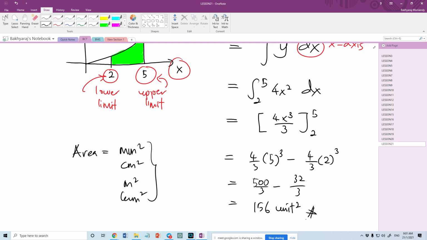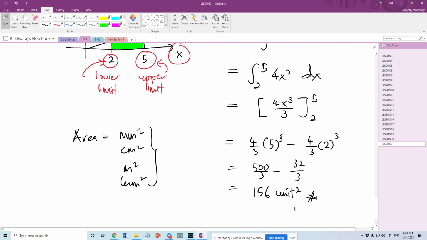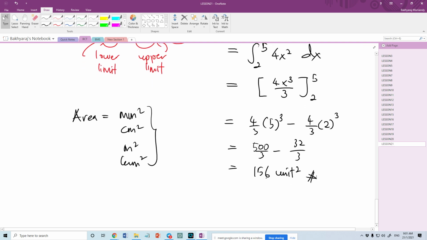Okay, I hope you can follow the basic integration. So basic integration, and then transfer all the diagram values into the formula. Okay, I proceed for number 2, question 2.